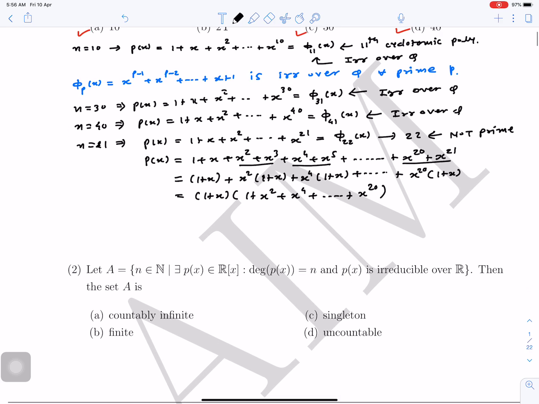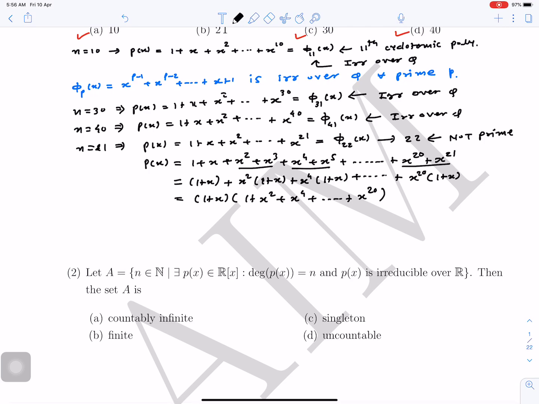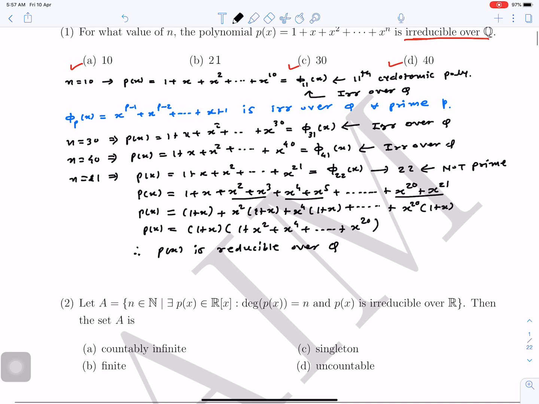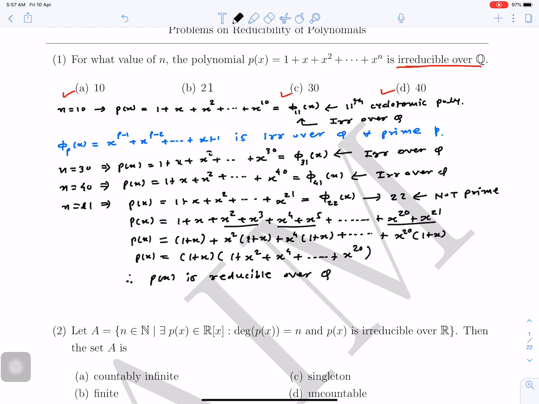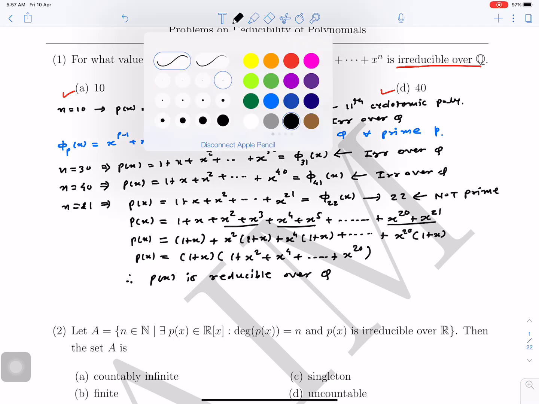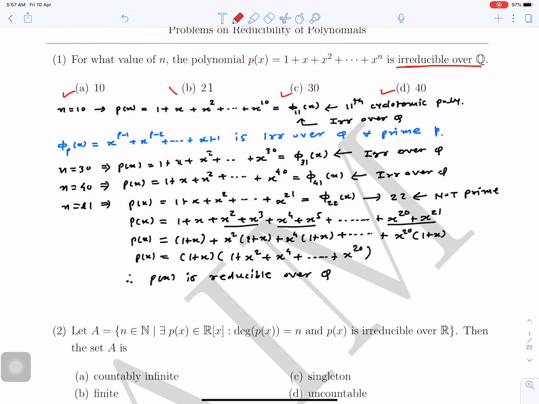So here p(x) is a product of two polynomials, therefore p(x) is reducible over Q. It is not irreducible, it is reducible. So option B is not correct. So option B is wrong.